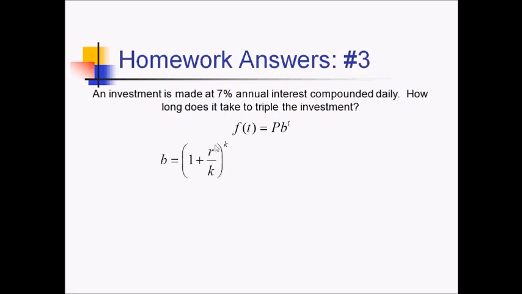In this case, we have an r value of 0.07 for the interest rate, a k value of 365 because we're compounding daily, 365 times a year. So here's that setup: 1 plus 0.07 over 365, all raised to the 365. Let me do that on the calculator.